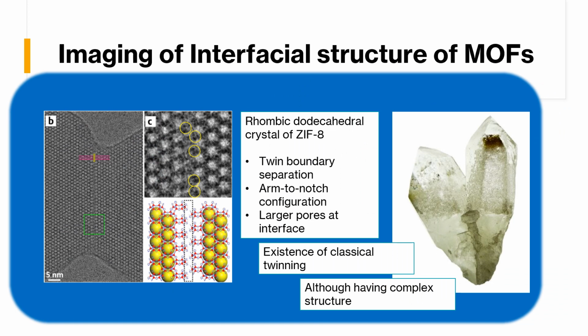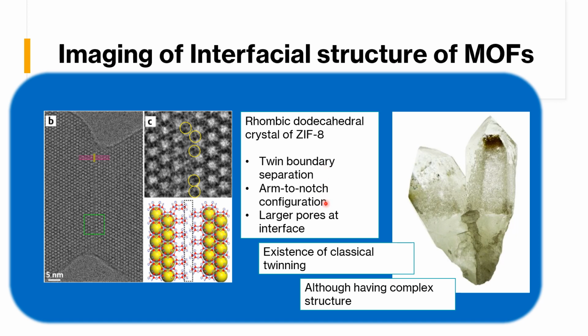Further, we can also know the interfacial structure of MOFs, right? This is the actual processed image, and this is zoomed in over here. We can see that after a particular boundary there is a reflection of the crystal. A reflection of the crystal means that after this boundary, the further extension on the two sides is reflected. The reflection of each other means there is twinning of the crystal. This is an example of a ZIF-8 MOF in which twin boundary separation is present. It was imaged by HRTEM.